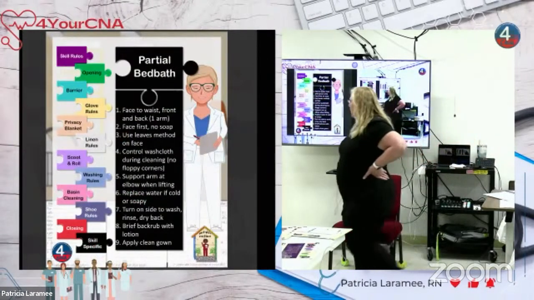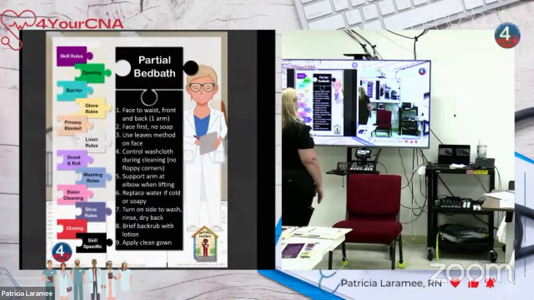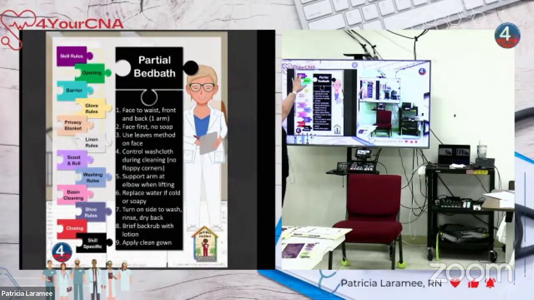So here are our checkpoints for this particular skill. And of course, we're going to have skill rules, the opening, we're going to use a barrier. We evaluate gloves. For this skill, we're washing face. Face has wet body openings, so do I need gloves? Okay. We're going to use a privacy blanket because our patient's uncovered or undressed. We're working with linens, so those rules apply.